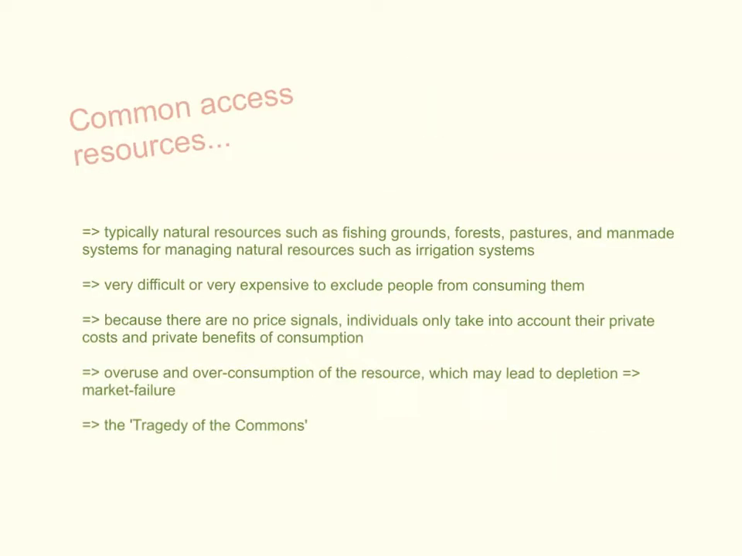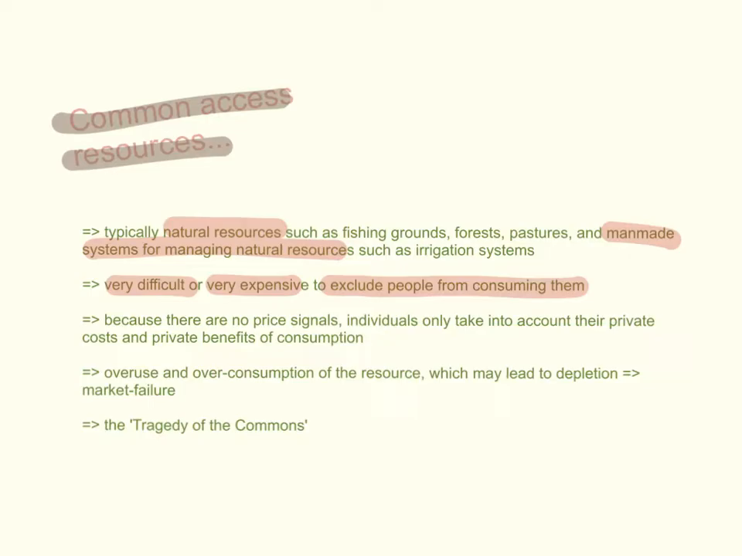So let's first introduce the concept of common access resources. Common access resources are typically natural resources like fishing grounds or forests or pastures or even man-made systems for managing natural resources like irrigation systems. Usually these resources are very difficult or very expensive to exclude people from consuming. Therefore, they won't be provided by the market.